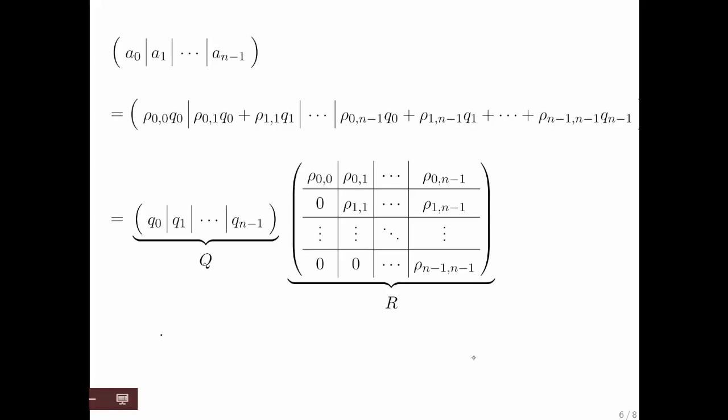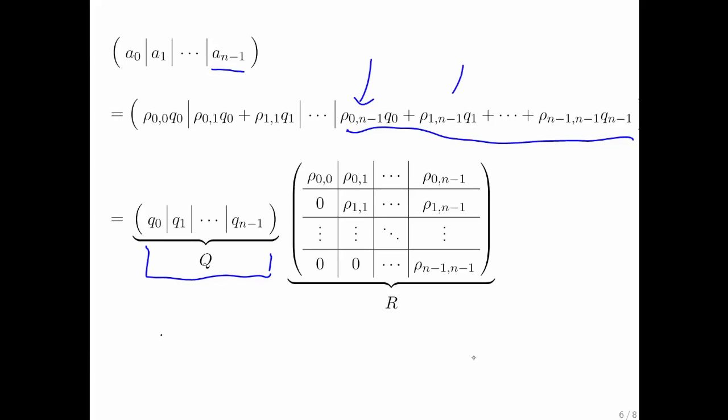And if we look at the last vector, it is a linear combination of the vectors q0 through qn-1. Those become the columns of our matrix Q. These coefficients become the last column of our matrix R. Recall that if you do a matrix times the last column here, you inherently generate the last column there. So those are equal.